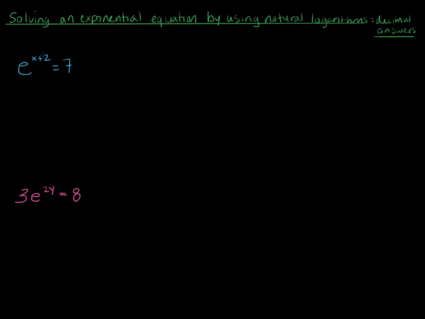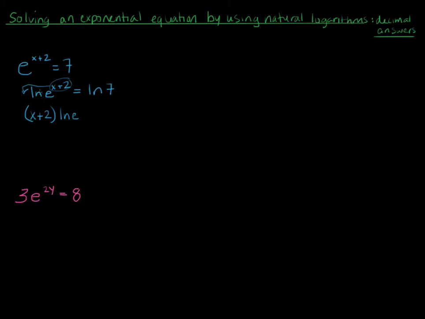So here we have e to some power equals 7. If we take the natural logarithm of both sides, then we have ln of e to the x plus 2 equals the natural log of 7. When we have a log with an exponent, we can take that exponent and bring it down to the front and multiply. So we have x plus 2 times the natural log of e. Now you know that those are inverse functions of each other, so this is just equal to 1.